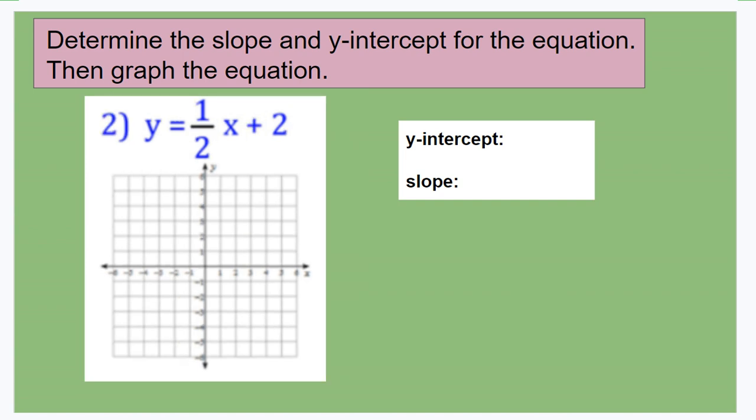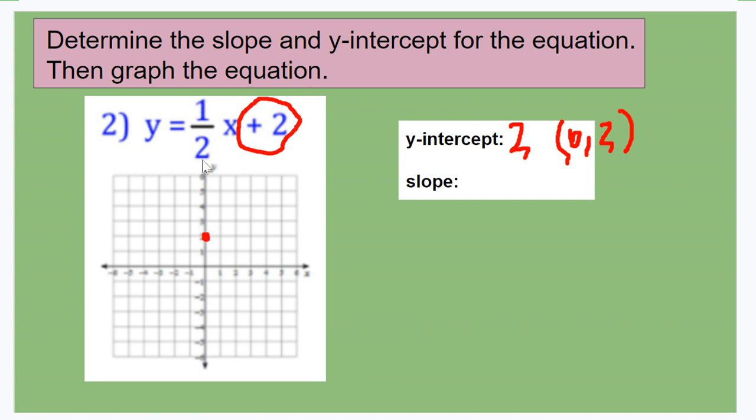Let's do another one. y equals 1/2 x plus 2. So the y-intercept is always after x. So in this case, it is a positive 2. So the ordered pair would be (0, 2) for the y-intercept. That's going to be where our first point is. So let's come over here to (0, 2). So here's (0, 0). So (0, 2) is up 2 on the y-axis.